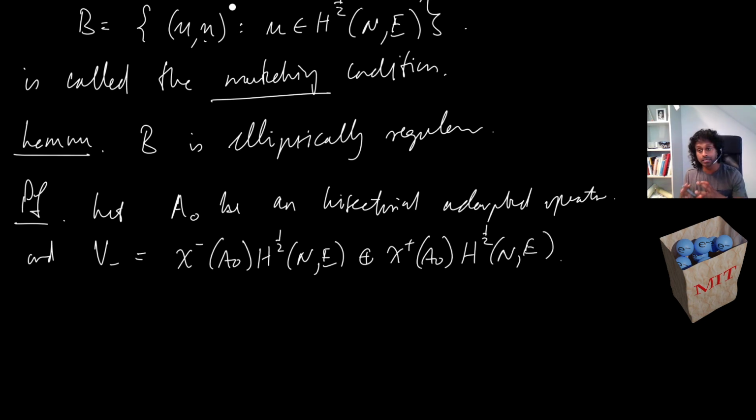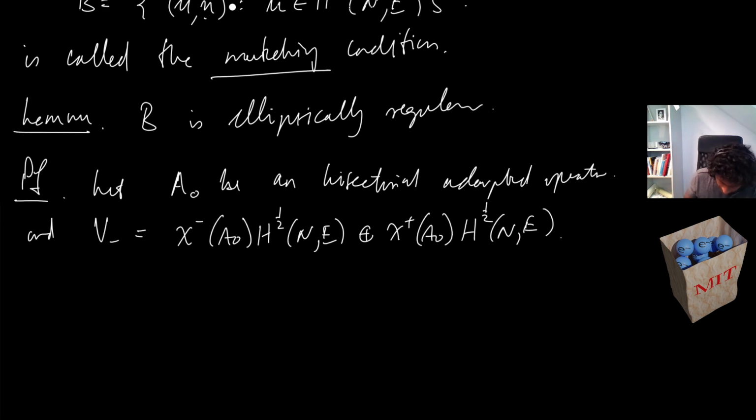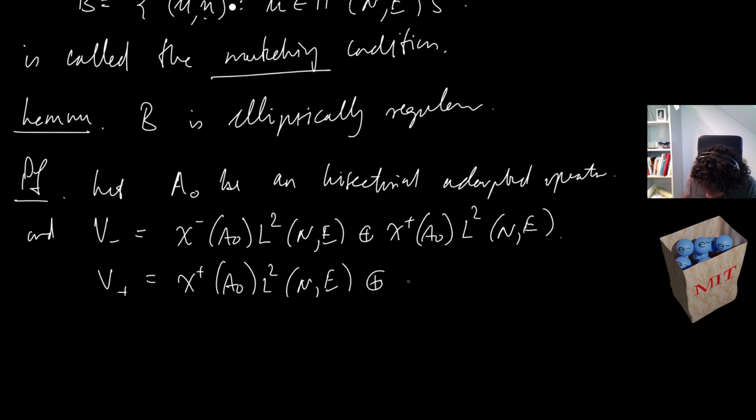Okay, because this is the negative condition now for the full object on the boundary. And then the V plus I'm going to write as chi plus A naught H, oops, sorry, it's got to be L2. These are L2s when we write the V spaces. L2 N E plus chi minus A naught L2 N E.